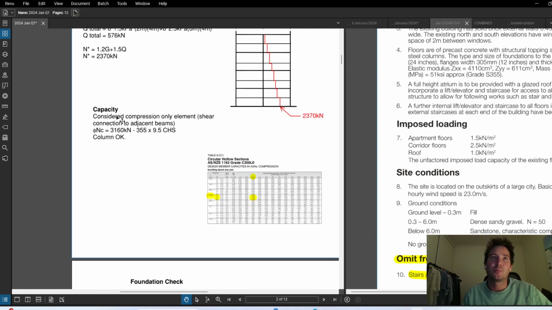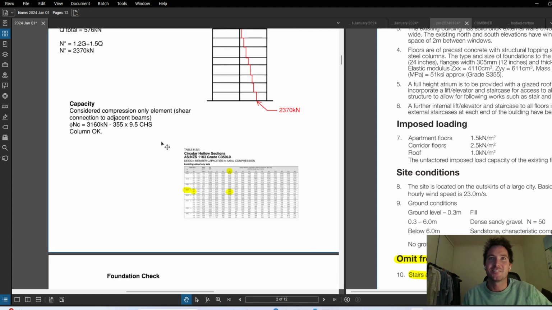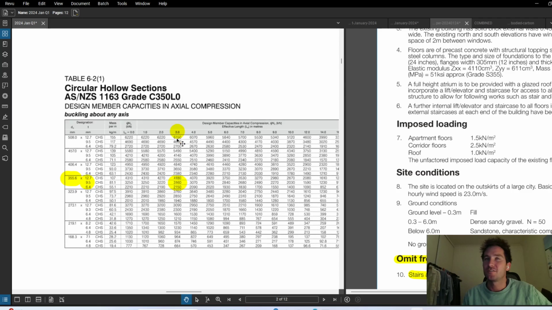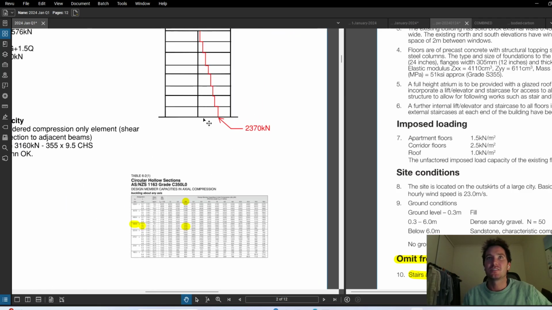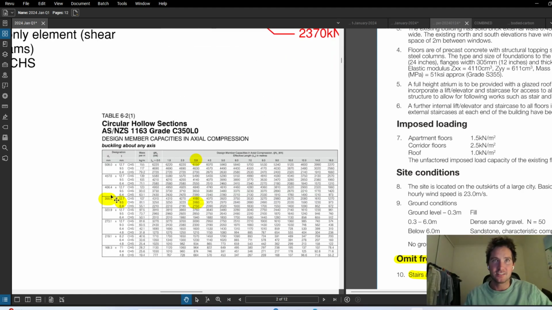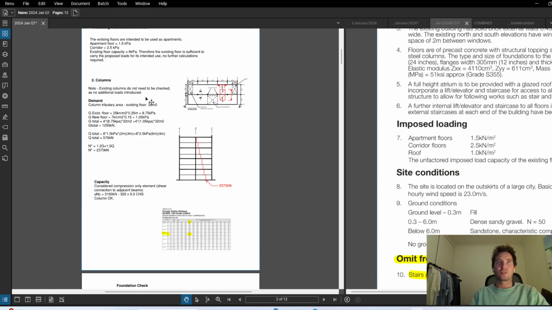because, I mean, I'm a little bit lazy. There's no strong axis with circular hollow sections, and they're really easy just to pick up what the compression is. So I've just said it's 3 meters because that's essentially the distance between the floors. And I don't have to worry about biaxial bending because it is a circle. So that's what I've done for a column.